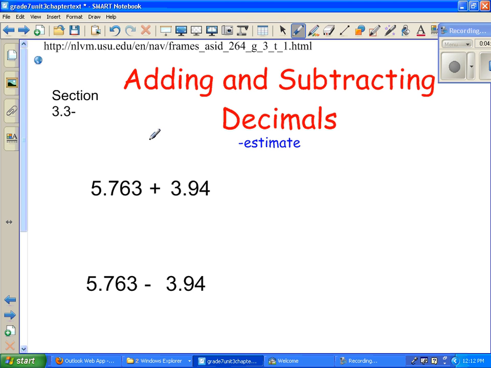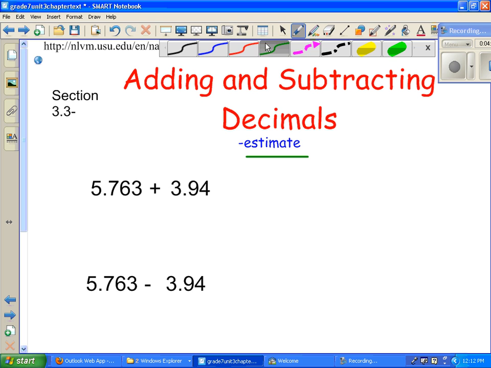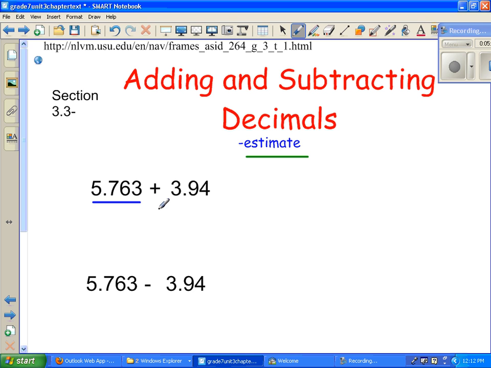All right, section 3.3, adding and subtracting decimals. Estimating first is a good skill to know because it can tell you whether or not your answer is even close. So let's just do a quick estimate here for these right here. What does this round off to the nearest whole number? Well, it's 5 decimal something, and it's 5 decimal 7. So it's more than halfway to 6. So we're going to say 6. And what would 3.94 round off to? Nice even 4. 6 plus 4 is 10. So we know it's going to round off to about 10 will be your answer.